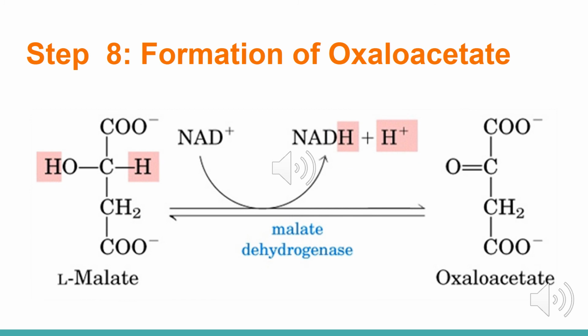Step 8. Formation of oxaloacetate. Using malate dehydrogenase, we oxidize malate into oxaloacetate. Using the electron carrier NAD+, we get NADH plus a proton.